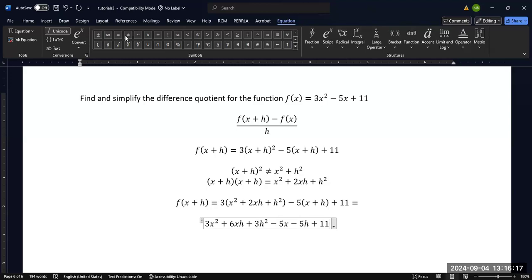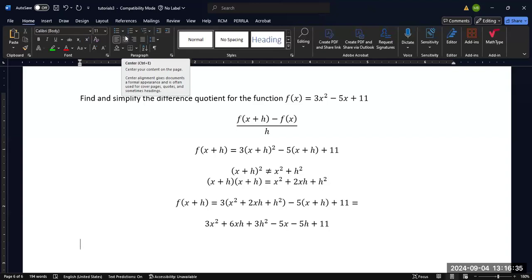Now, again, keep in mind that 3 that's out front, order of operations says you have to square and then multiply. So you can't put the 3 through the parentheses and then square, because you'll end up multiplying by 9 and not 3. First square, do the foiling, apply your perfect square formula, and then distribute the 3. So that's our f of x plus h.